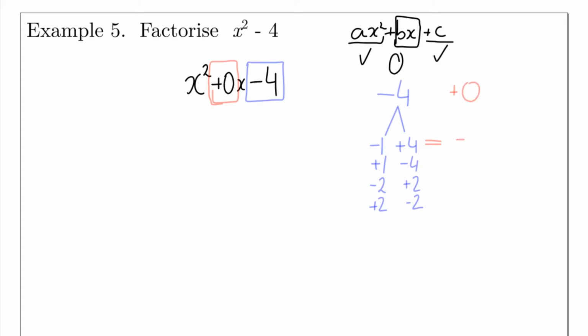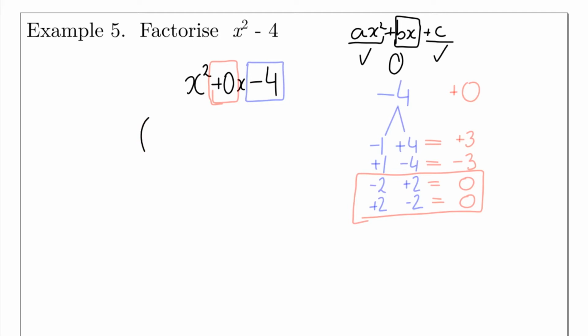Minus 1 plus 4 gives us plus 3. Plus 1 and minus 4 gives us minus 3. Minus 2 and plus 2 gives us 0. Plus 2 and minus 2 gives us 0. So we see that it's either this pair of factors or this pair of factors that we want. Now, what you'll notice is that this is exactly the same. Minus 2 times plus 2 and plus 2 times minus 2 is the same. These are the same pairs of factors, they're just flipped around. So it doesn't matter which one of these we choose.